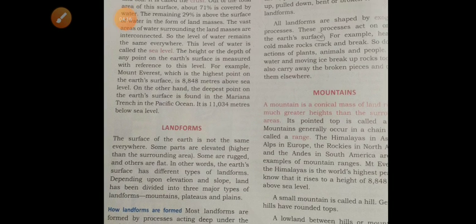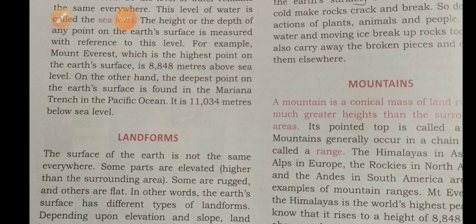That is Earth's major landforms. And here we discussed about some landforms. First one is mountain. What is a mountain? It is a conical mass of high land rising up to a point or peak is called mountain. What is a mountain? A conical mass of high land rising up to a point or peak is called mountain.